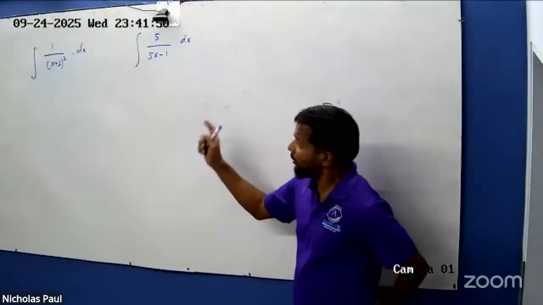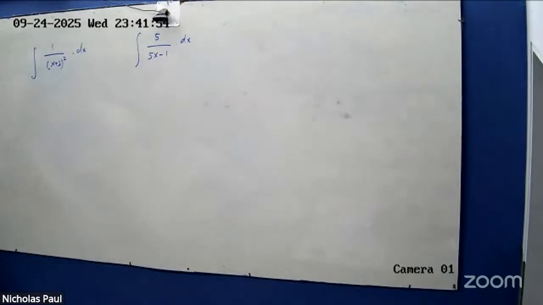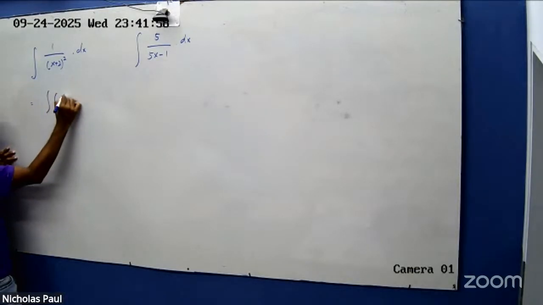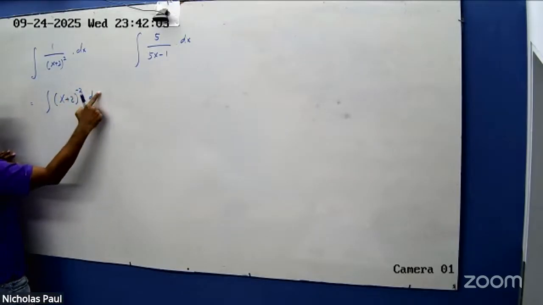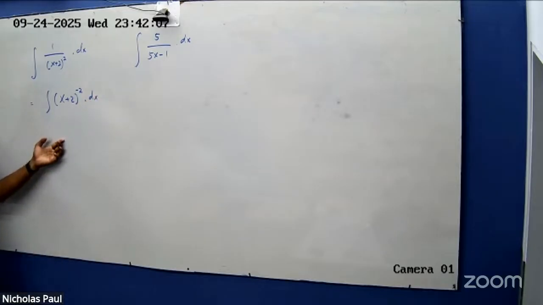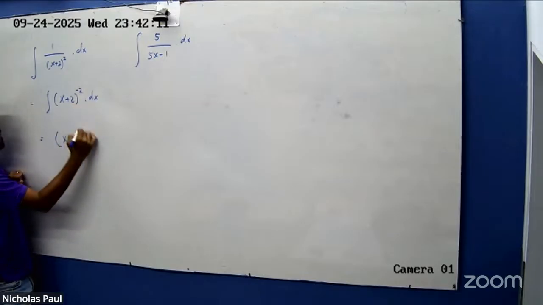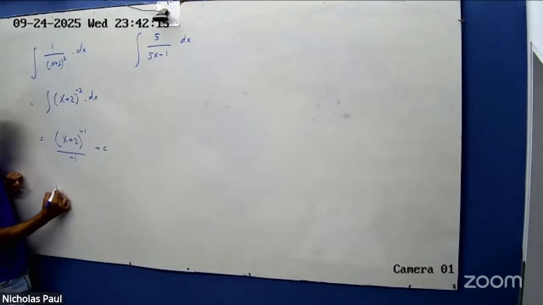We want to take a look at the type of integration that you might end up with when you do partial fractions. This one here, you'll end up with the integral of (x plus 2) to the minus 2 dx. Here you can apply normal integration. So you'll get (x plus 2), add 1 to the power, divide by the new power, plus c. This here is normal integration.